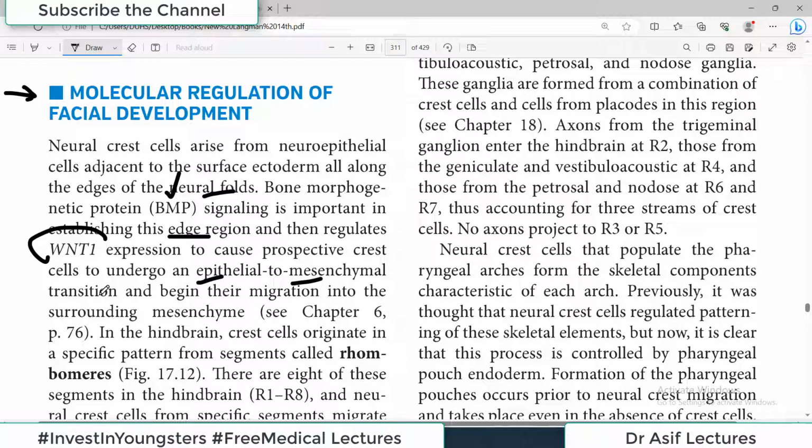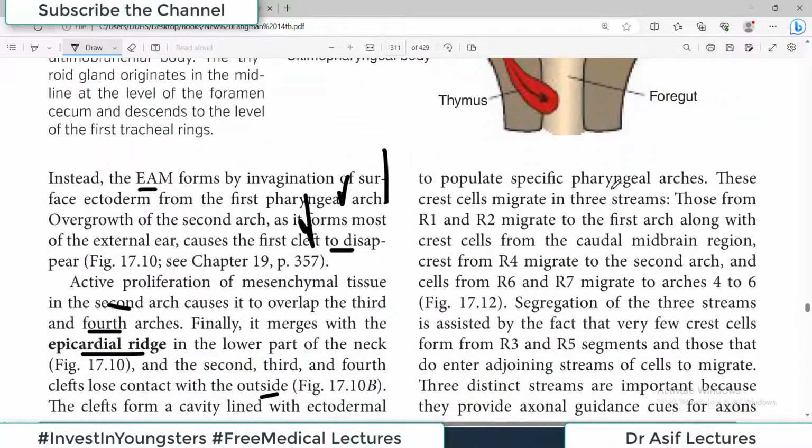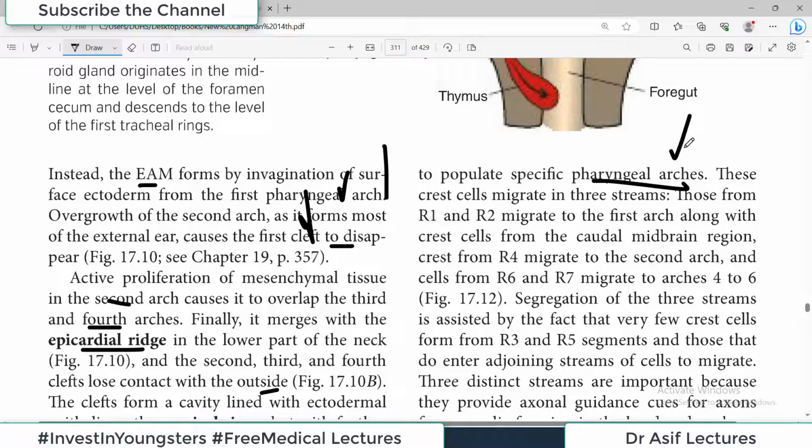So basically, in all the embryology we have studied so far, the interaction of mesenchymal tissue with epithelial tissue is the main interface for development. And all of this control is happening, in this particular instance, via the BMP and the Wnt1 pathway. In the hindbrain, the crest cells originate in a specific pattern, forming segments which are called rhombomeres. There are 8 of these segments in the hindbrain, rhombomere 1 to rhombomere 8, and neural crest cells from a specific segment migrate to populate specific pharyngeal arches.